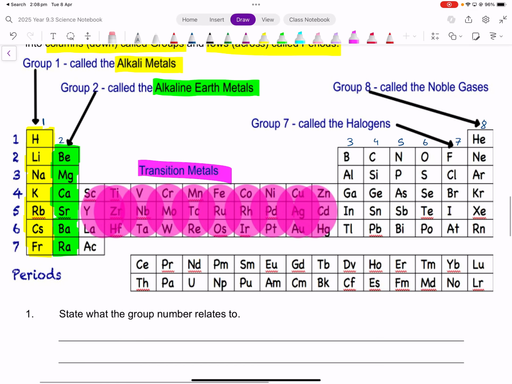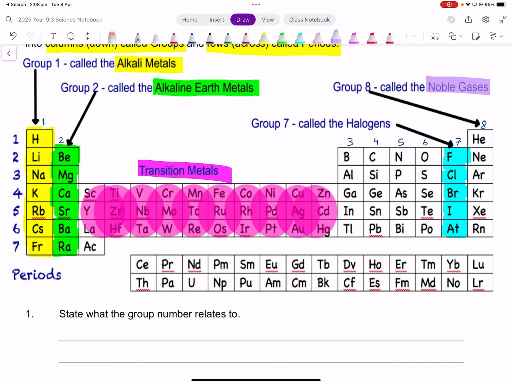So our next group that we're going to move on to is our halogens. I'm going to represent these in blue. The halogens are our group 7 elements. They are located in the second last far right-hand column of the periodic table. And they are right next to our final group, which I like to use purple for, called the noble gases.